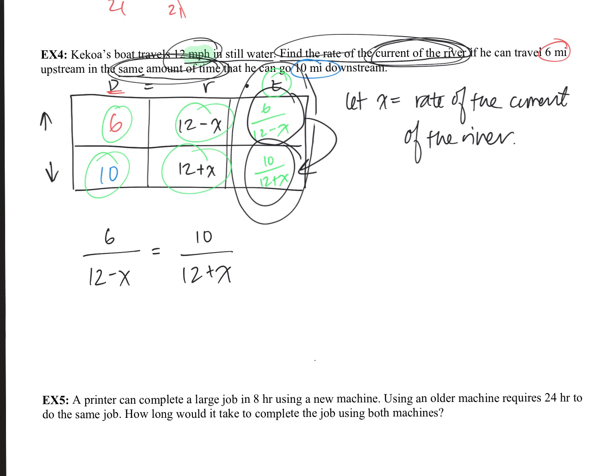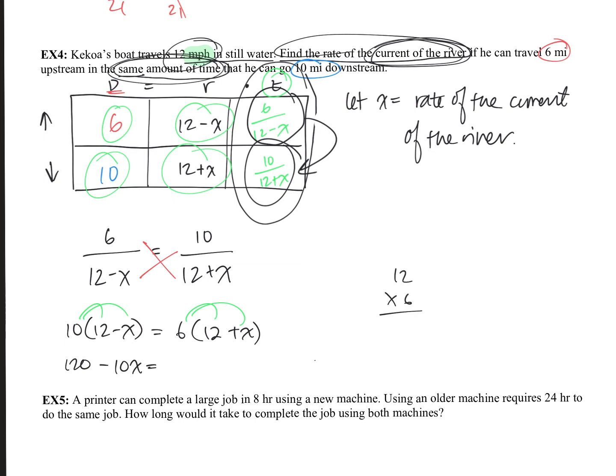Alright, so we've created our equation, we have our variables, let's go ahead and solve. Since we have two fractions equal to each other, we can do cross multiplication. And we get 10 times 12 minus x equals 6 times 12 plus x. All right, let's do the distribution property. And we get 120 minus 10x equals 6 times 12. What would that be? 72. 72 plus 6x.